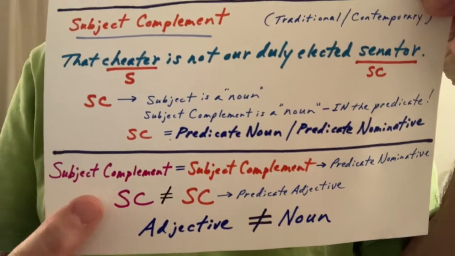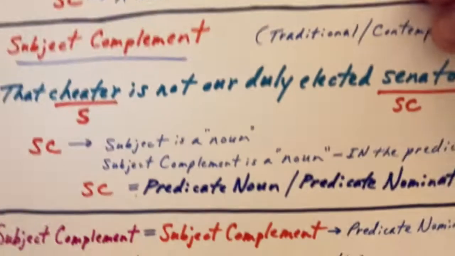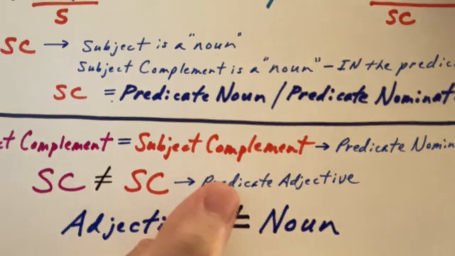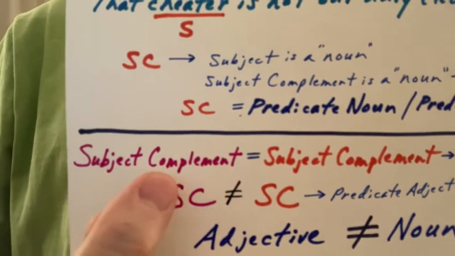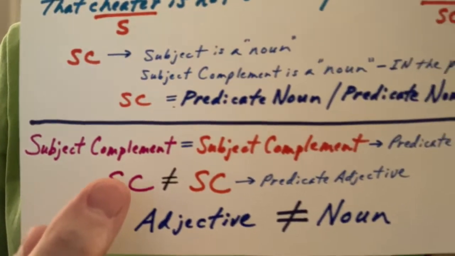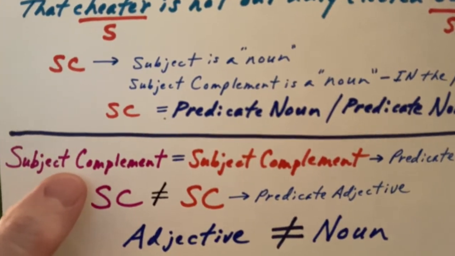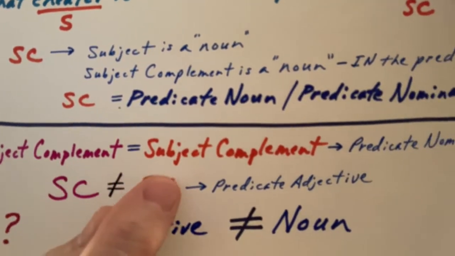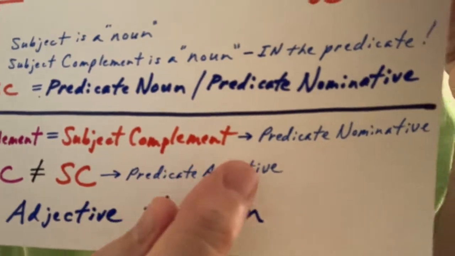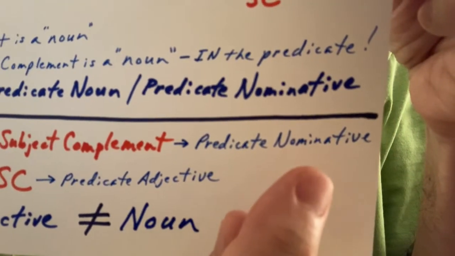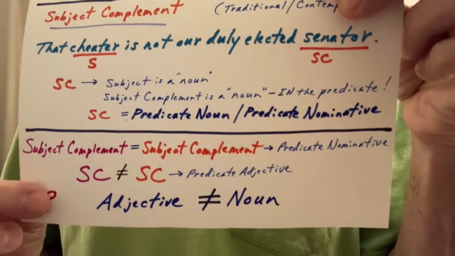So then we see, in general, that the subject complement, as I've been using it and telling you in my previous videos, is pretty much the same thing as the traditional subject complement, but it's in the role of predicate nominative. The traditional has to play the role of predicate nominative. Okay, do you understand that?